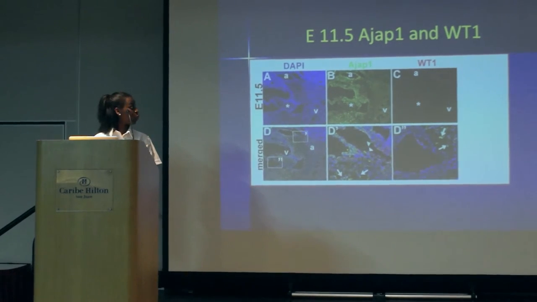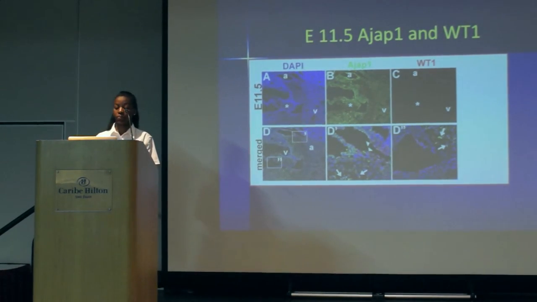And this is the WT1 expression for the E11.5 mouse. And we can see that HF1 is expressed in the endocardial cushion tissues that eventually become the atrioventricular valves of the heart. Based on these pictures, we can again determine that HF1 is present in a small population of WT1 cells.